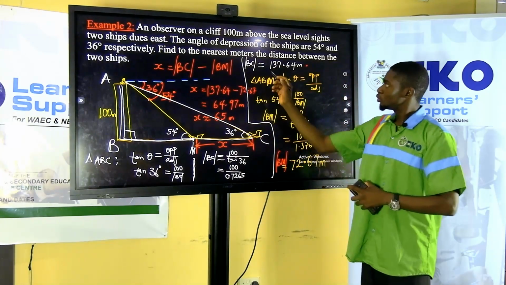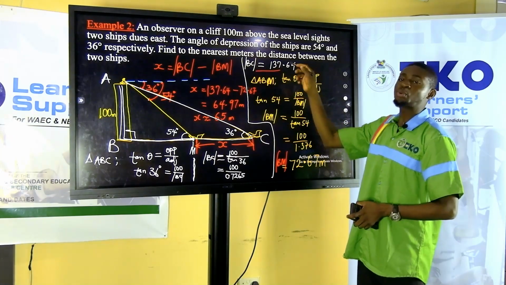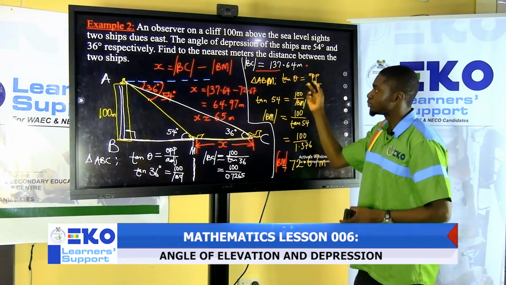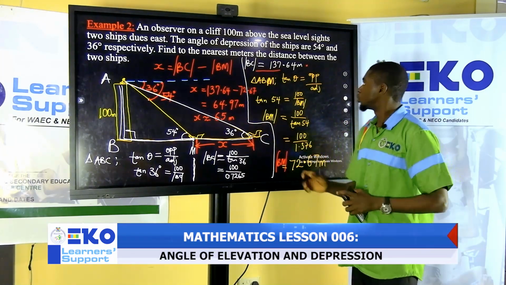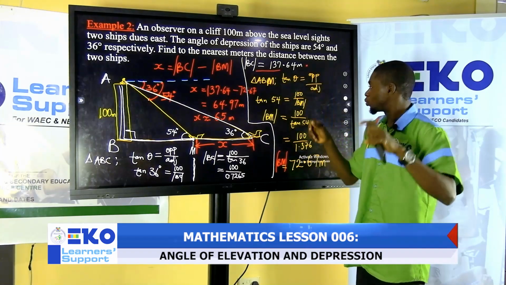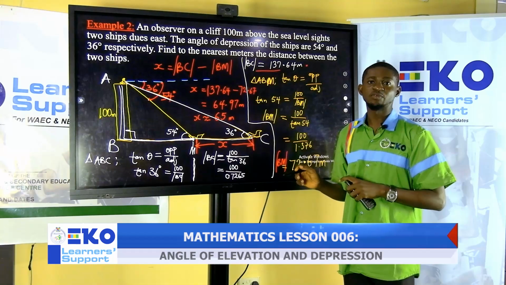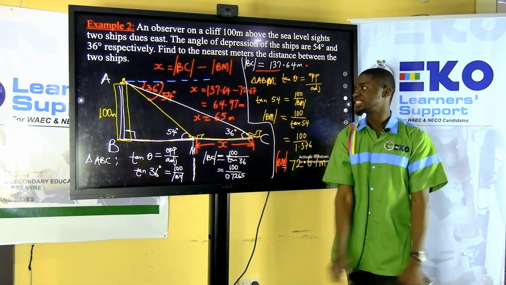Now, look at this. When we got our BC, I did not approximate from there. If I had approximated it and I'm using it in my final working, it will affect the answer. So you take the calculated value along with you to the next step until your final answer before you approximate. Take note of that. Interesting.